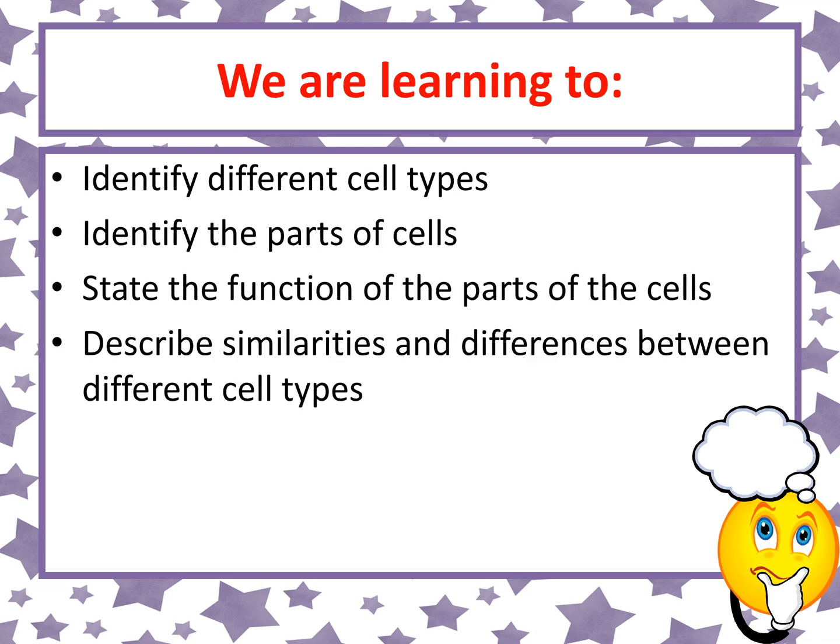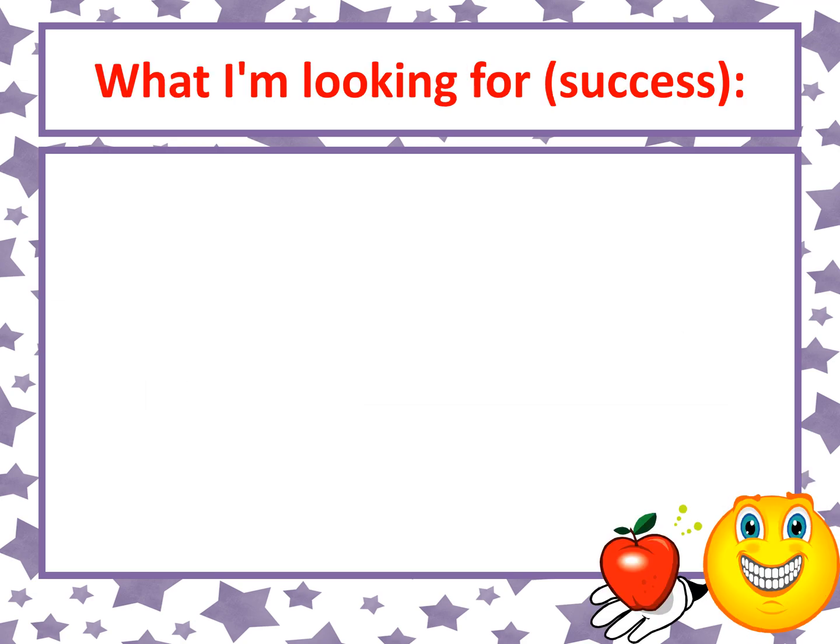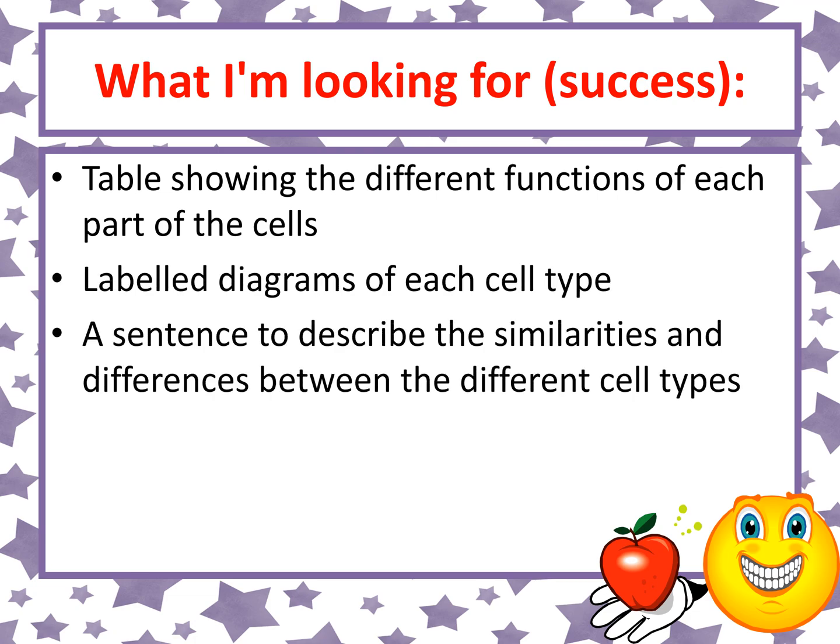For your learning intention, you need to be able to know the 4 different cell types and the different parts in each of the different cell types, and you need to know the function of each of the different parts. You also need to be able to describe the similarities and differences between the cell types. To be successful, you need to be able to label the parts of the 4 different cells and know the function of each part. You need to be able to describe the differences and similarities between each of the cell types.